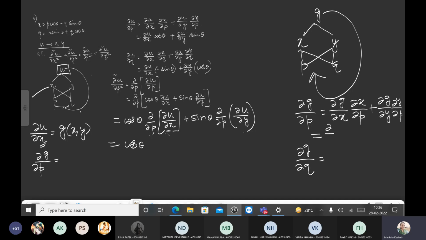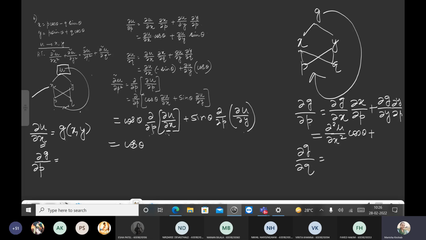Del del x of del u del x, that means it is what? Del square u del x square into del x del p. Del x del p, we know what that is, right? So del x del p is cos theta. So this is cos theta plus del g del y.